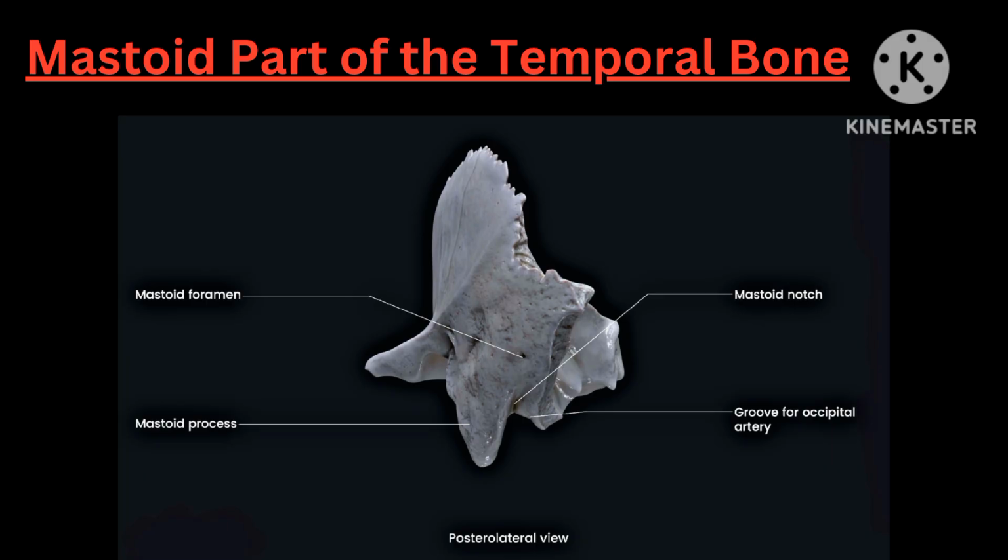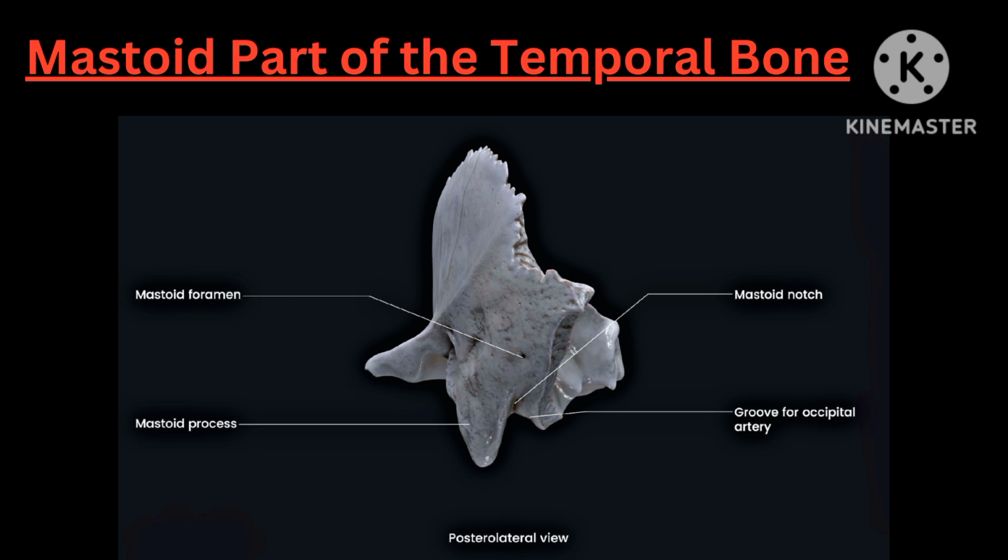Mastoid part of the temporal bone. Located posterior to the external acoustic meatus, and inferior to the squamous part and contiguous with the petrous part. This part features the mastoid process, containing mastoid cells, mastoid antrum, mastoid notch, and other features: groove for occipital artery, mastoid foramen, groove for sigmoid sinus.